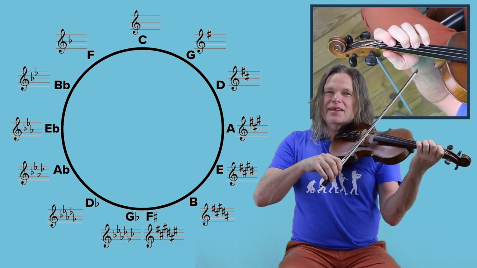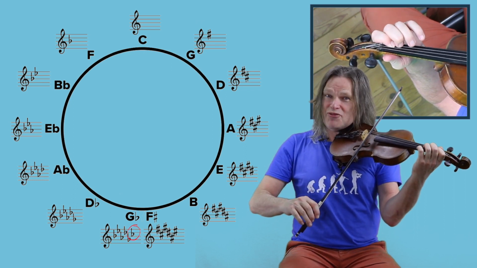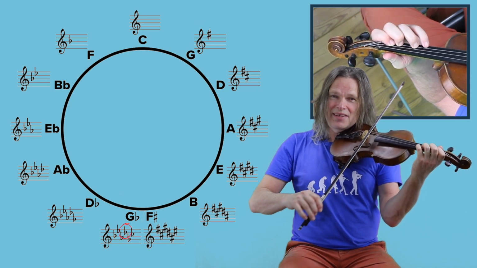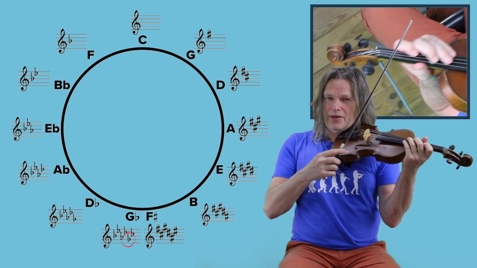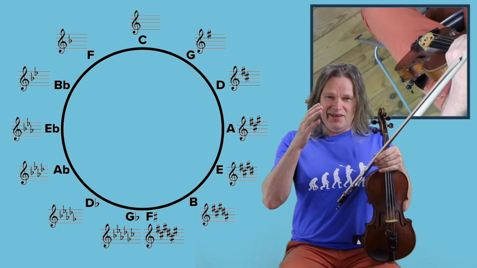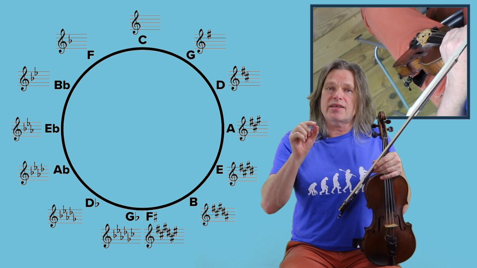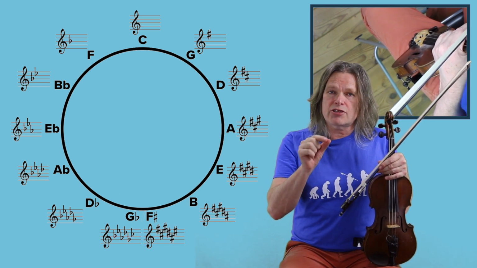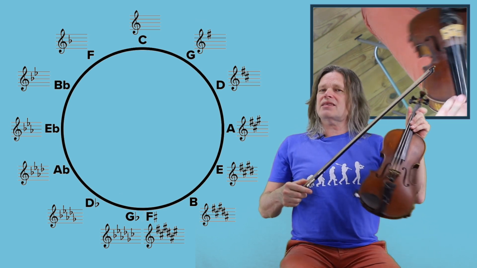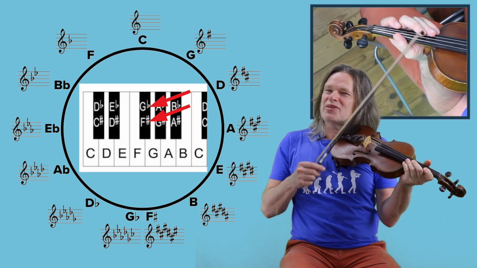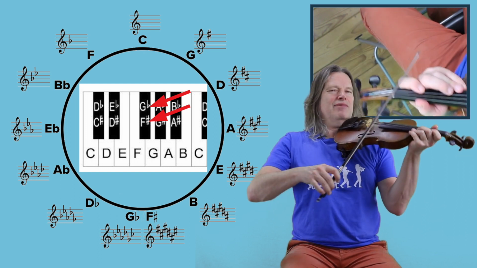Let's check the scale. G flat, A flat, B flat, C flat, D flat, E flat, F, and G flat again. Okay, so let's take a look at the 6 sharps and the 6 flats. The 6 sharps is the key of F sharp, and the 6 flats the key of G flat. And hey, isn't that the same note? Sort of. On the piano, definitely. On the violin, well, okay, let's give you that one.